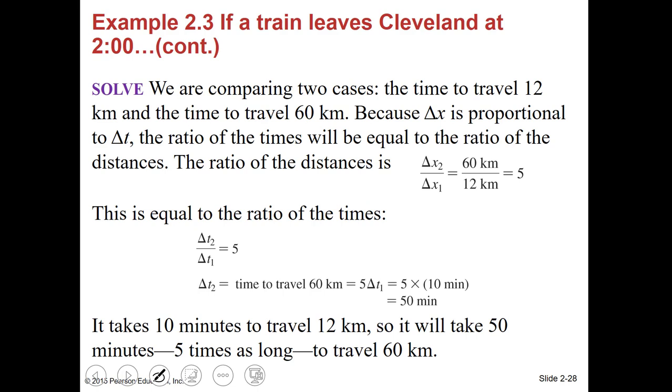Good. So the ratio of distances actually is 5. This is what's given in the problem. 60 over 12 is 5. So 5 times further distance-wise would be 5 times further in time. So if we had 10 minutes before, now we've got 50 minutes. Okay, very good.